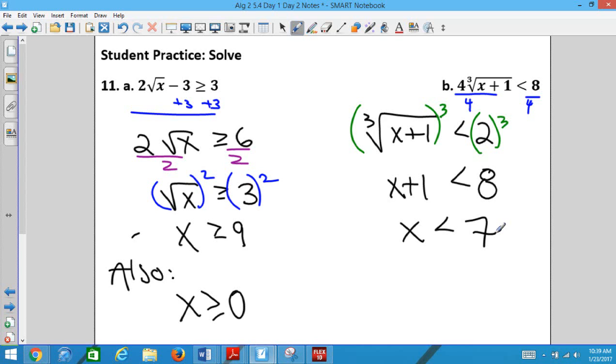Now, with cube root, does it have to be a positive number under the radical? Or can you take the cube root of negative 27? So this one does not have a second step. Because it's cube root, you are done. This is the answer. Yay for cube root. So if it's an odd root, you don't have to do that extra step. If it's even, you do.